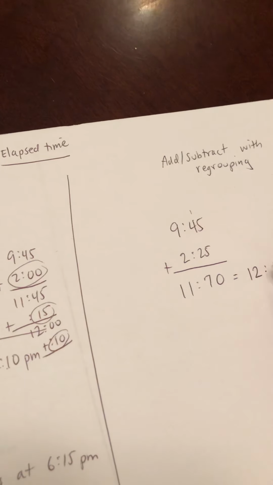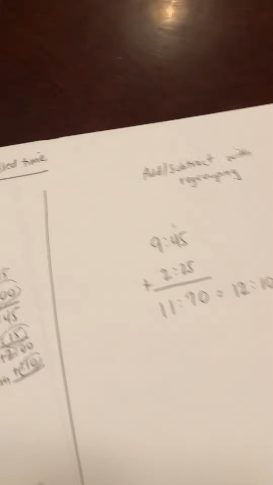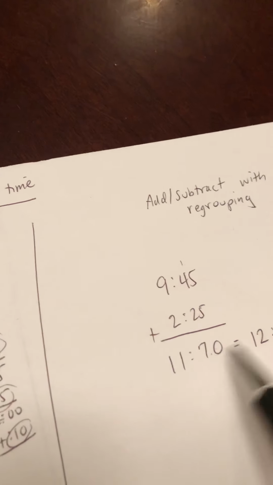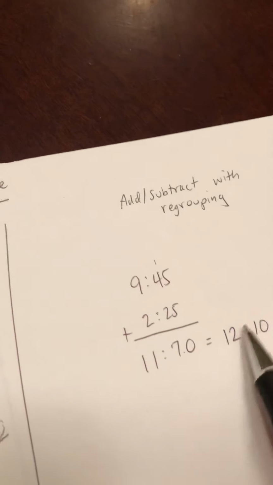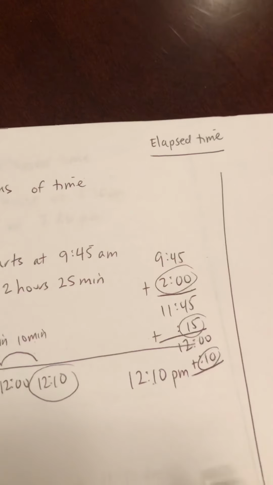That'll leave me with 10 minutes left over, so 12:10. So same answer. This looks a whole lot easier on paper. You just have to make sure you really know how to do this. And if you don't, that's okay. You can count on chunks of time too.